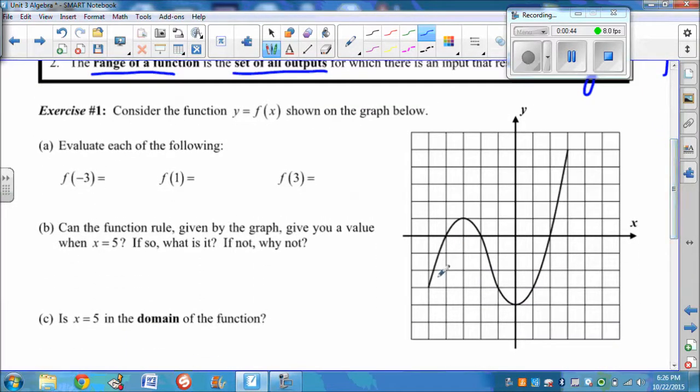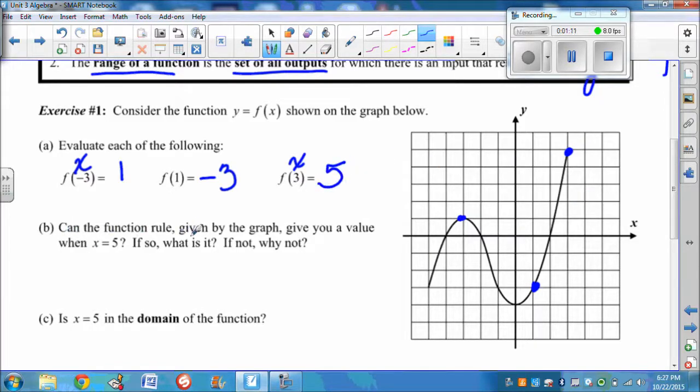Consider this function y equals f of x here to the right. It says evaluate each of the following. f of negative 3. So if my x is negative 3, my y value is 1. f of 1, my y value is negative 3. And if my x is 3, my y value comes out to be 5.